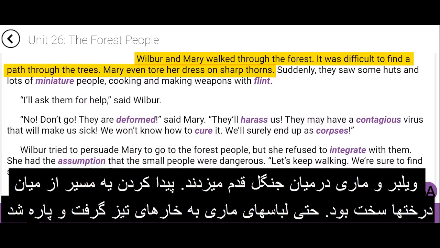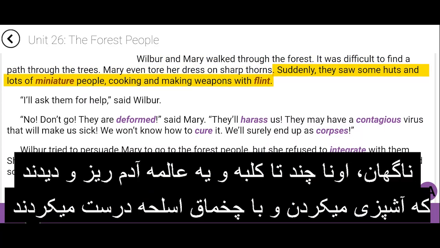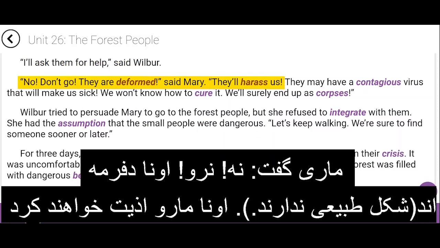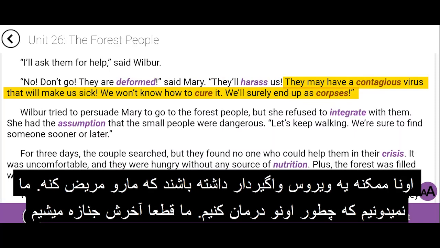Wilbur and Mary walked through the forest. It was difficult to find a path through the trees. Mary even tore her dress on sharp thorns. Suddenly, they saw some huts and lots of miniature people cooking and making weapons with flint. "I'll ask them for help," said Wilbur. "No, don't go. They are deformed," said Mary. "They'll harass us. They may have a contagious virus that will make us sick. We won't know how to cure it. We'll surely end up as corpses."